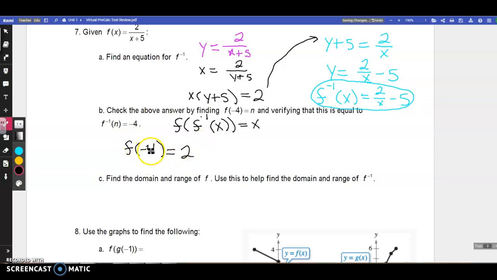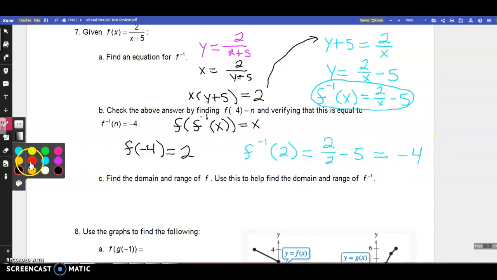So according to what I know about inverse functions, if f of -4 is equal to 2, that means that f inverse of 2 should be equal to -4. Switch the inputs and the outputs. So let's check it. I'm going to come to my f inverse equation and plug in 2 and see what happens. So f inverse of 2 is equal to 2 over 2 minus 5, which is equal to 1 minus 5, which is -4. Okay, so this means I'm good to go.